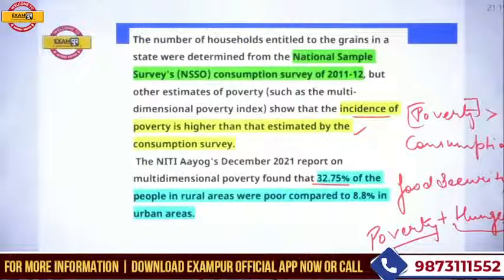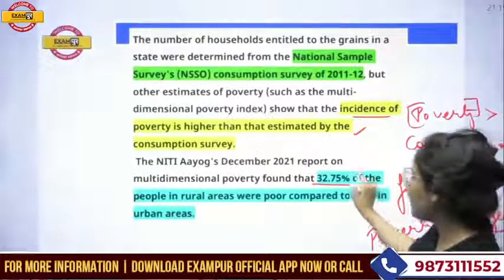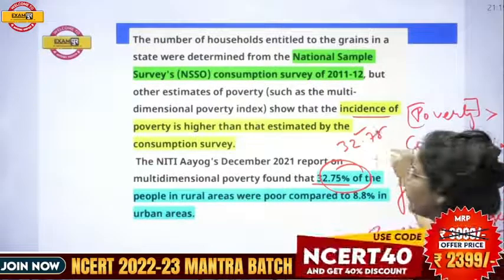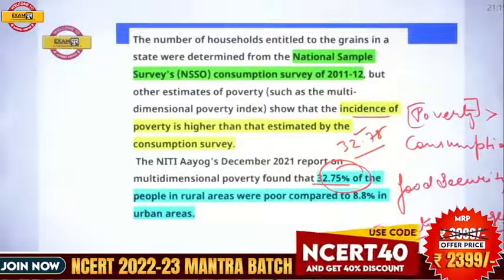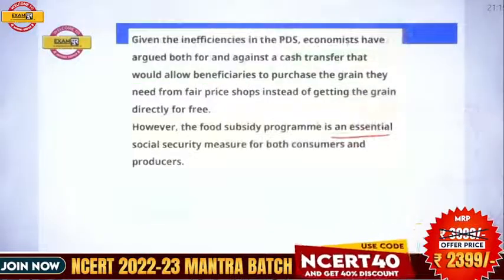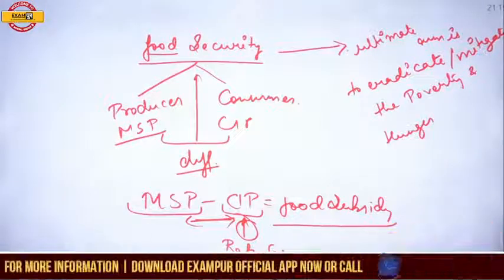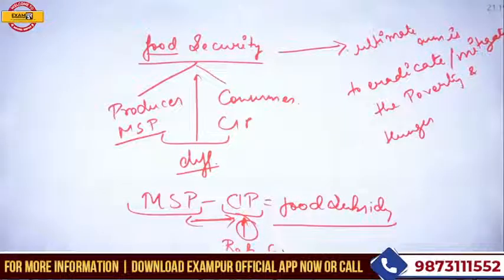So this is all set. If we talk about multidimensional poverty, 32.75% of the people in rural areas are poor compared to 8.8% in urban areas. Inefficiencies are something we are required to eliminate.